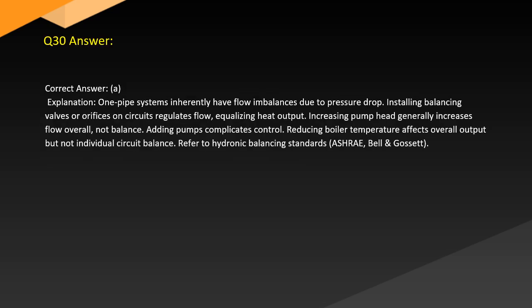Answer. Correct answer: A. Explanation. One-pipe systems inherently have flow imbalances due to pressure drop. Installing balancing valves or orifices on circuits regulates flow, equalizing heat output. Increasing pump head generally increases flow overall, not balance. Adding pumps complicates control. Reducing boiler temperature affects overall output, but not individual circuit balance. Refer to hydronic balancing standards from ASHRAE, Bell and Gossett.